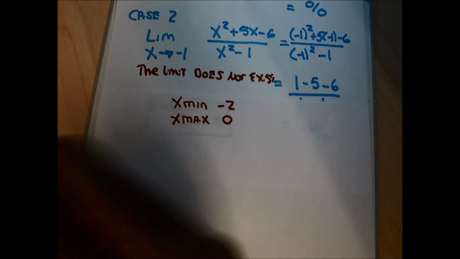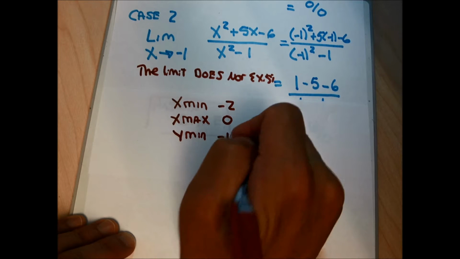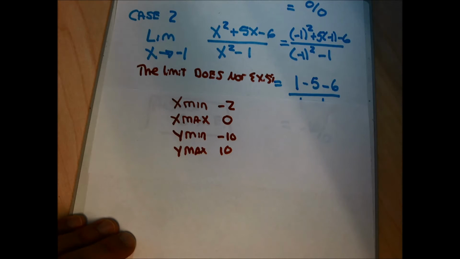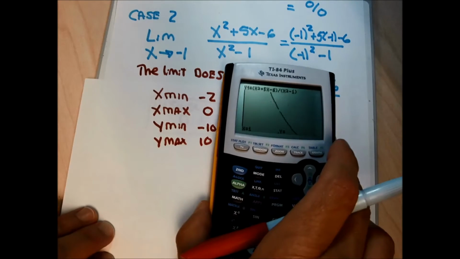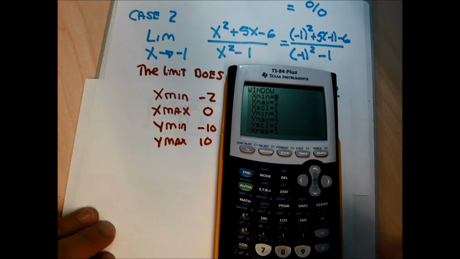The y's aren't so easy to decide because the limit doesn't exist. There isn't any right or wrong y. So I'll just make my y min and my y max the standard -10 to 10. Quite honestly, it won't matter at all what y's you choose when you go to find the limit here, because it doesn't exist. So I have the function in, it's the same function. I'm going to tweak the window to go from x equals -2 to 0, and I make my y's -10 to 10.